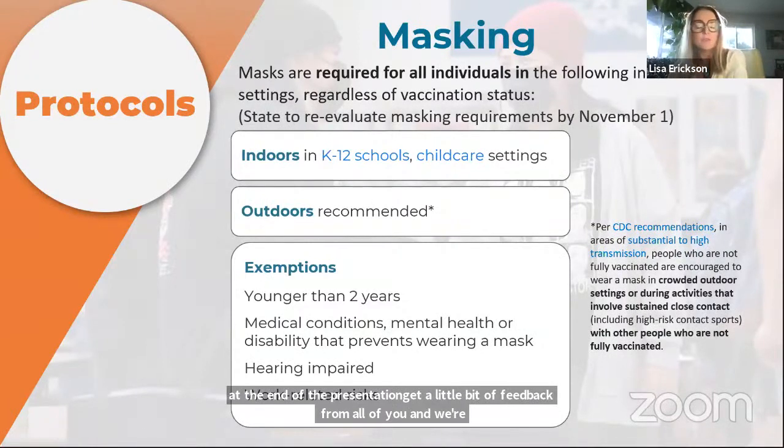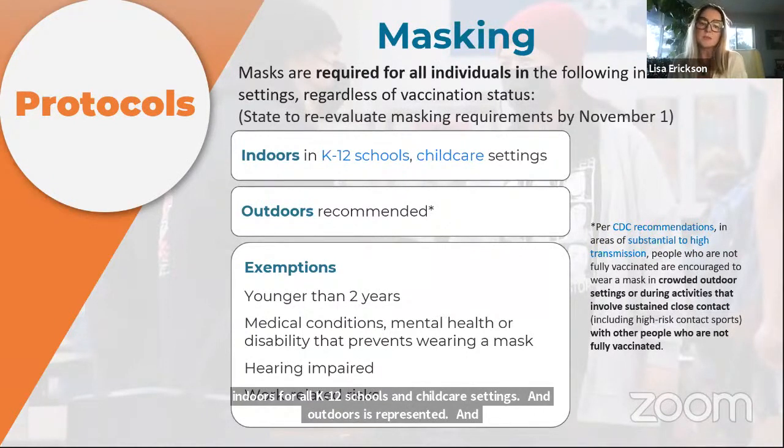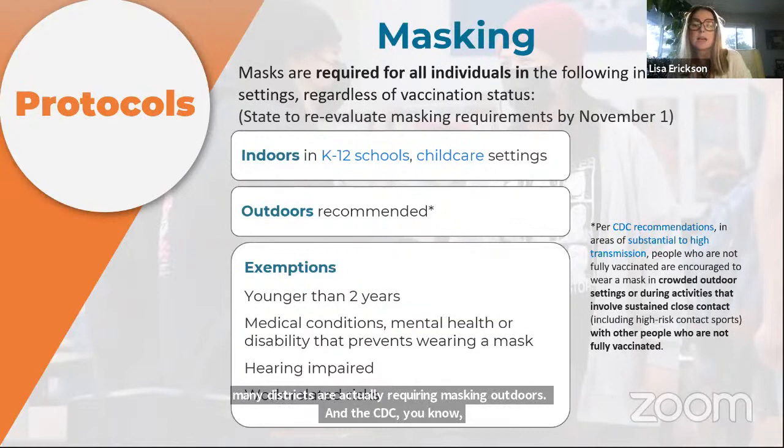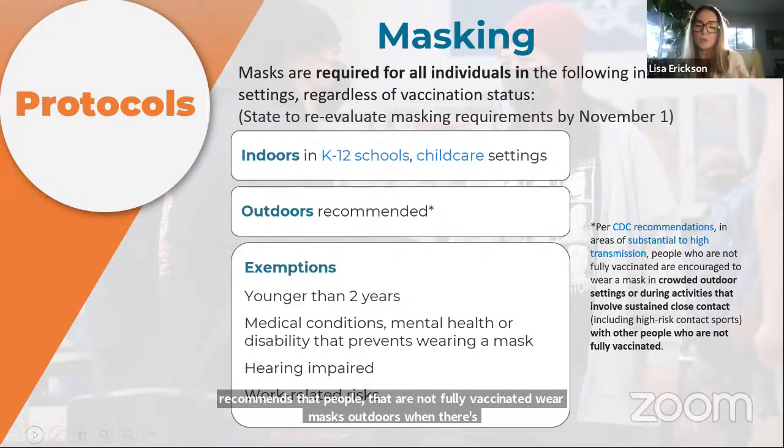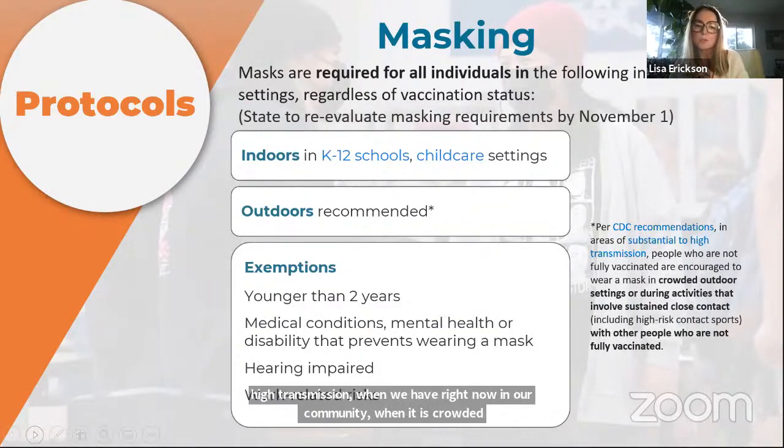So I think most of you are probably familiar. The state and local health departments require masking indoors for all K-12 schools and childcare settings, and outdoors is recommended. And many districts are actually requiring masking outdoors. And the CDC recommends that people that are not fully vaccinated wear masks outdoors when there's high transmission, which we have right now in our community, in crowded outdoor settings. And sometimes in school, we can end up with crowded outdoor settings at recess while they're waiting in lines. So many districts are requiring the outdoor masking.